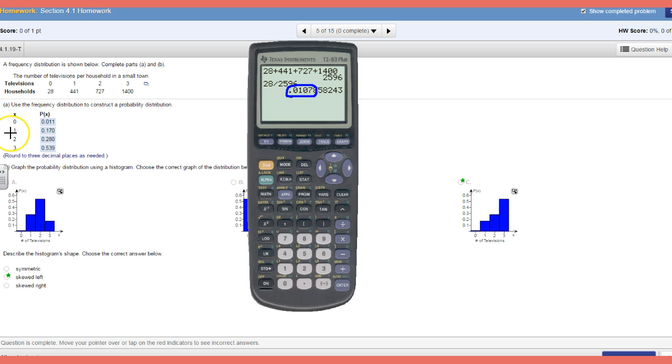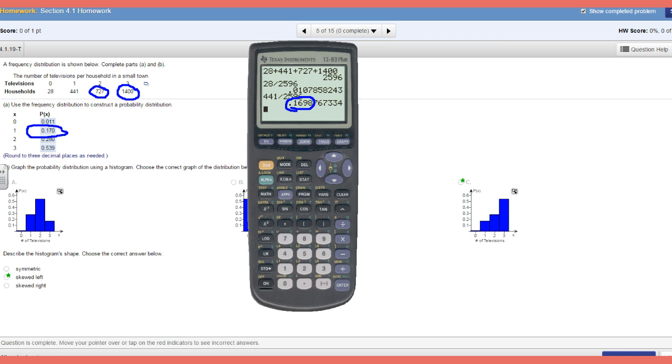Now, if I have to find the probability of having 1 television, that is going to be 441 over 2596, and that is 0.169, and when I round it off, it would be 0.170. The same is the case when you have to find it for 2 televisions, 727 over 2596. For 3 televisions, it is 1400 over 2596.